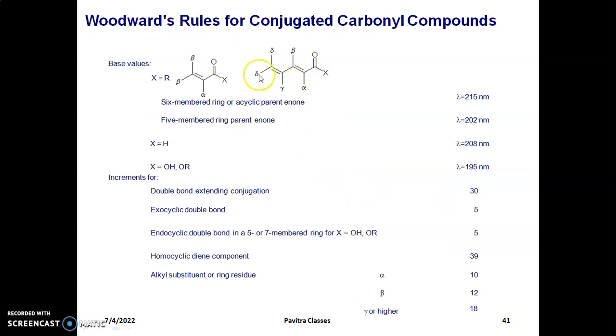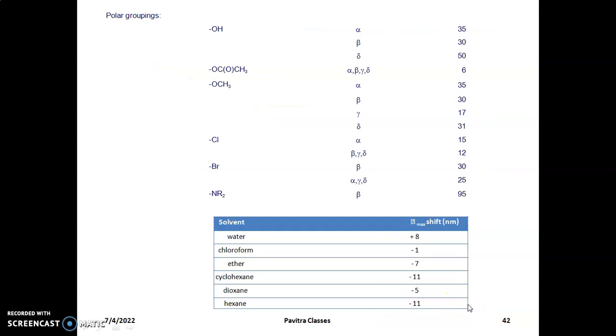Next is the base value for the carbonyl compound. For a carbonyl compound, 6-member ring base value 215, 5-member 202, halogens 208, 195, double bond extending conjugation 30. Exocyclic double bond 5, endocyclic double bond 5, homodiene compounds 39, alkyl substituent or ring residues 10 if at the alpha position, beta position 12, gamma or higher position 18. Like this, values can be added. For the polar groups, these are the values: OH at alpha, beta, gamma positions, likewise added. And for solvents, this is the lambda max shift. These are the sum of the values.